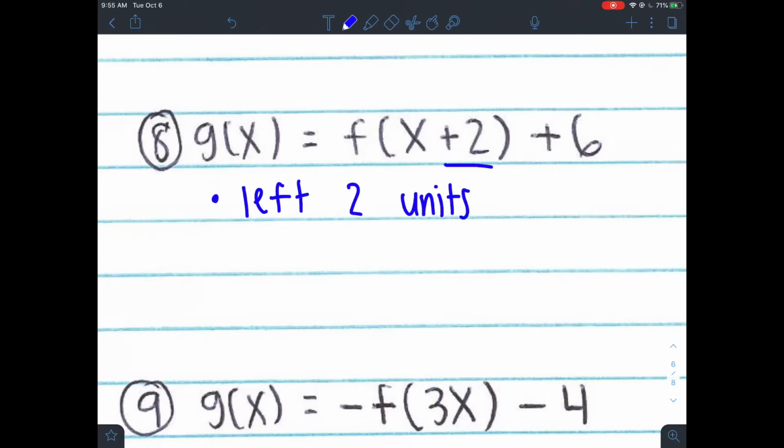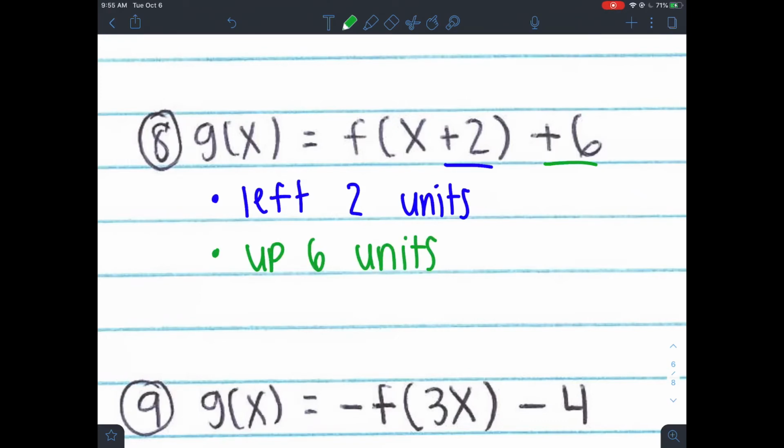The reason why it is the left is because when you're doing left and right, it is always the opposite of what you actually would think it would be. Even though it's positive 2, you're actually going to the left. The next thing I see is this positive 6 that's on the outside. When the number is being added or subtracted on the outside, you're either moving up or down. So because it's on the outside and it's positive, I know that this is going to be up 6 units.